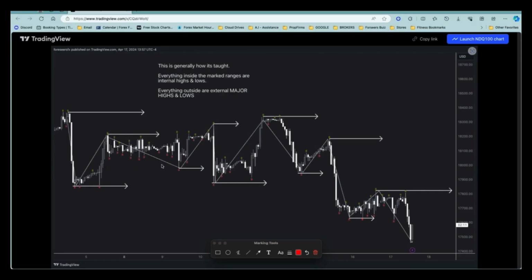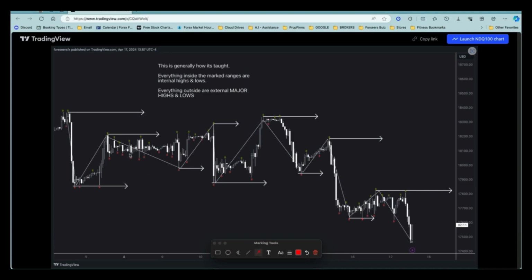Now, as you can see, this is generally how it's taught, right? Everything inside the marked ranges are internal highs and lows, and everything outside is external major highs and lows. So external, external, external, and so on. Now inside here, these little fractals, I personally consider them as internal range liquidity. Some of it gets taken out, some of it doesn't.